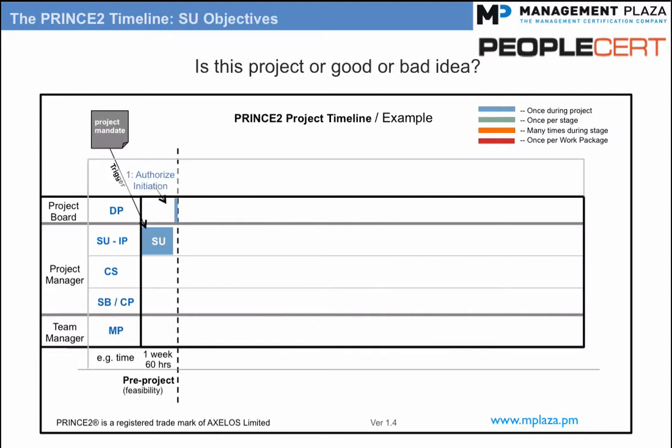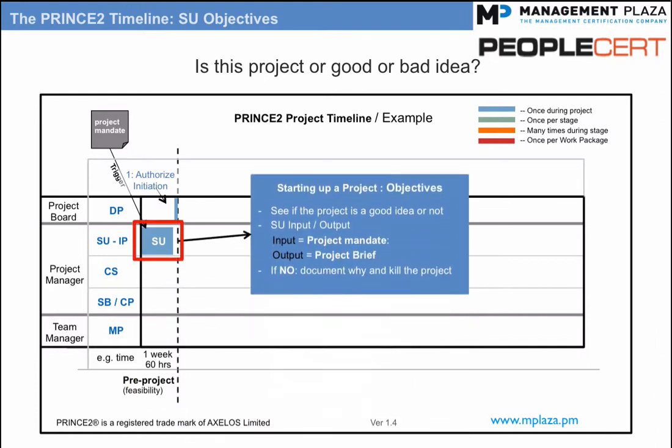Topic: starting up a project objectives. This SU process can also be referred to as the pre-project process. The main objectives of this process is to check if the idea is good from a strategic point of view. Companies can have many ideas for projects, and it's good to have a system to detect low-value projects and only allow good projects to continue. We document our findings into a document called the project brief.